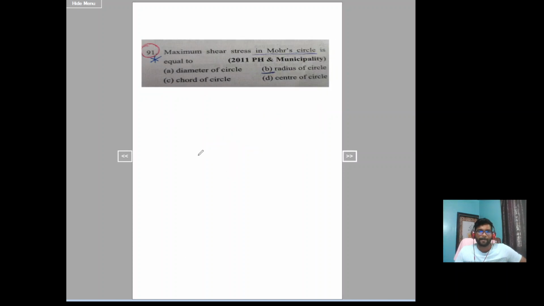So maximum shear stress in Mohr circle is equal to the radius of the Mohr circle. Maximum shear stress is nothing but the radius of the Mohr circle. So you should have known it. Okay, next.